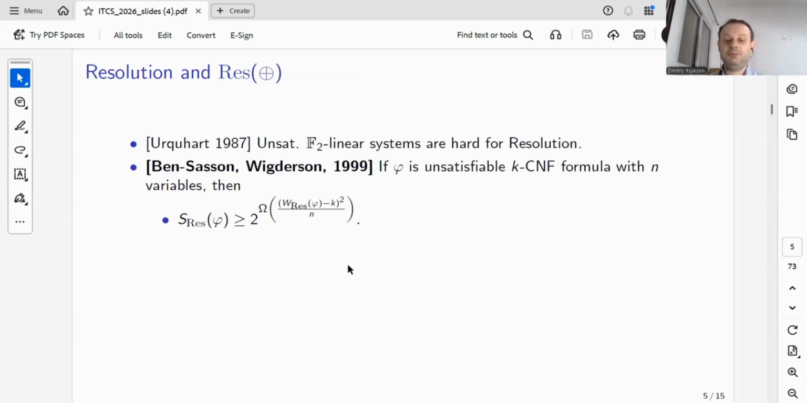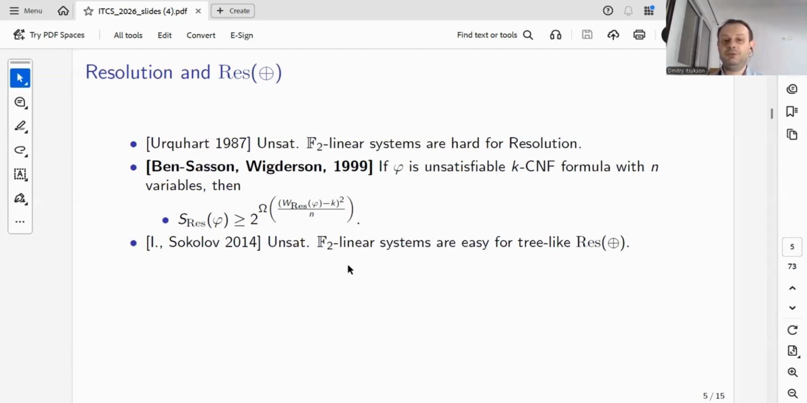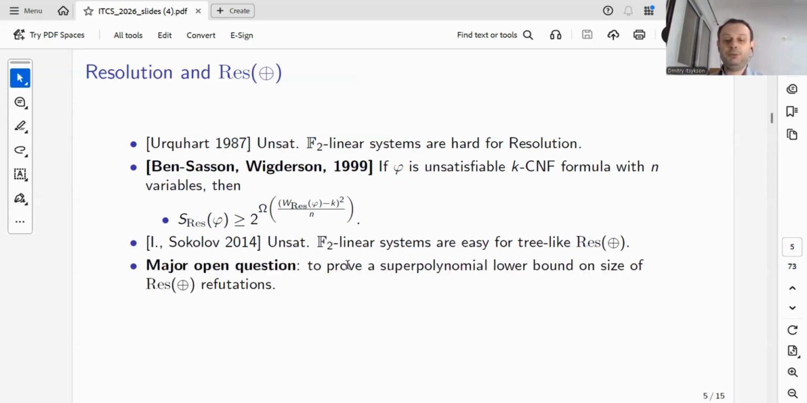In a joint paper with Dmitry, we showed that F2 linear systems encoded in CNF are easy even for tree-like resolution of parities. That is the case when the DAG is actually a tree. A major open question is to prove a superpolynomial lower bound for resolution of parities in the general case. Resolution of parities is a subsystem of bounded Frege with parity gates, and it is the simplest subsystem of the latter proof system for which we still do not know how to prove size lower bounds. So establishing lower bounds for resolution of parities is an important step toward the harder question of establishing lower bounds for bounded Frege with parity gates.